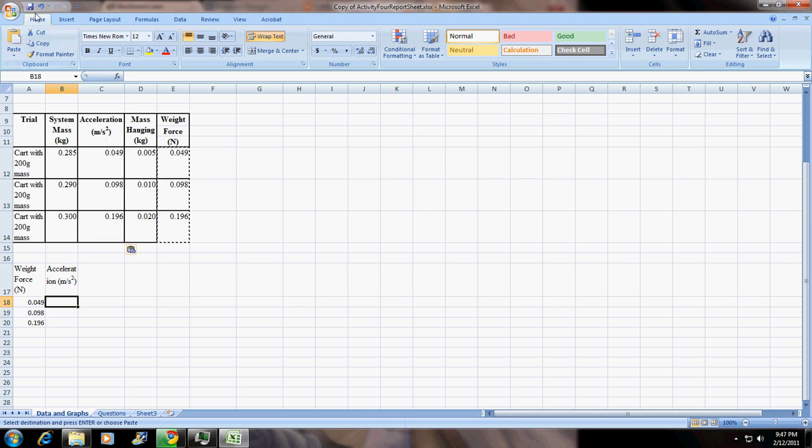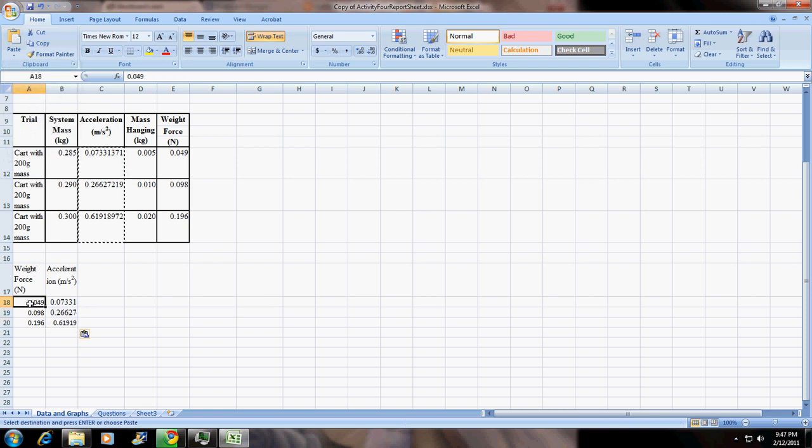I think I made a mistake, so I'm going to go back. When you make a mistake, you can always go back with this button. So I highlight the accelerations. I click on copy. I click here. I do paste, paste values, and those are my values. So now I'm ready to graph.